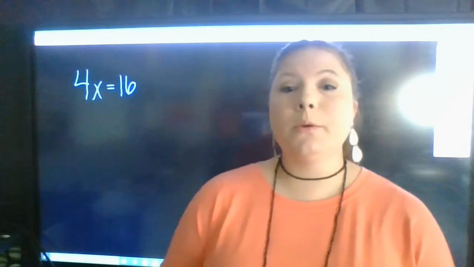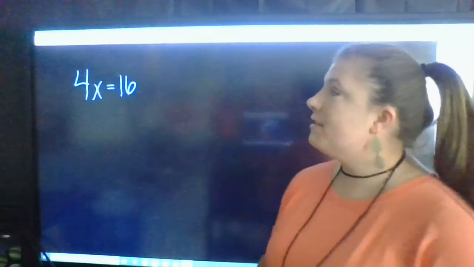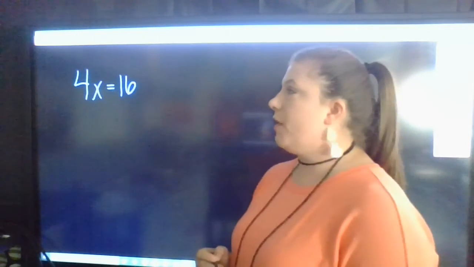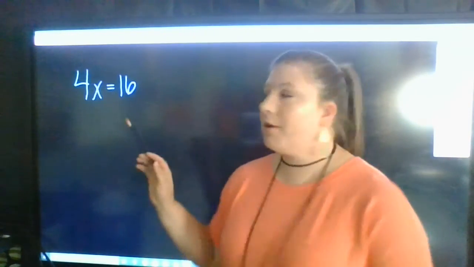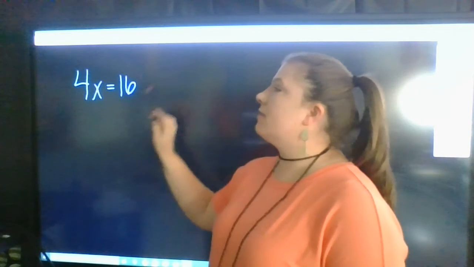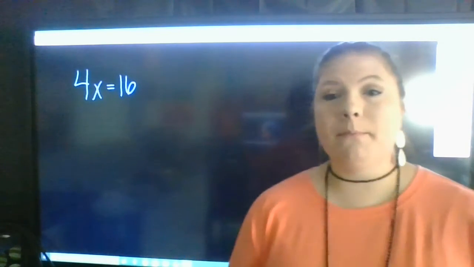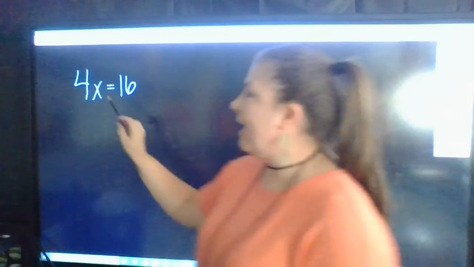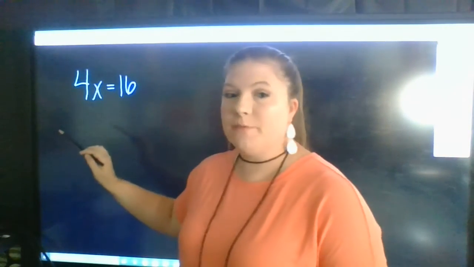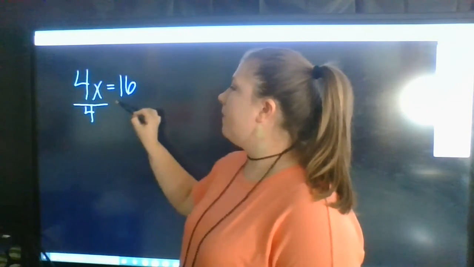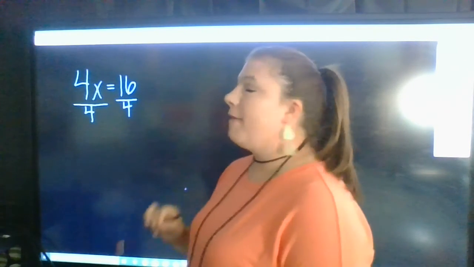We're going to continue with 6.EE.7, and this time on our equations we're going to look at multiplication and division and solving with those inverse operations. So here in this example we have 4x equals 16. 4x means that 4 is being multiplied with that x. So the inverse operation of multiplication is division. So I need to divide both sides of my equation by 4.